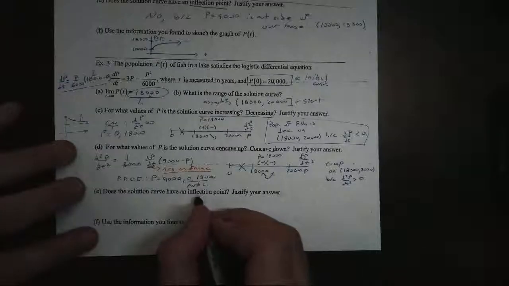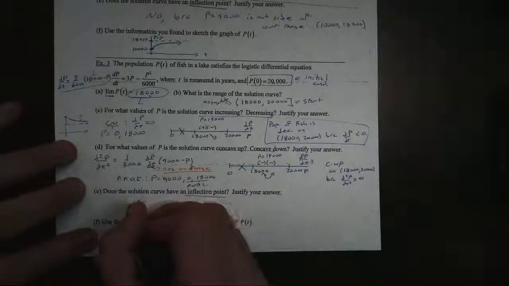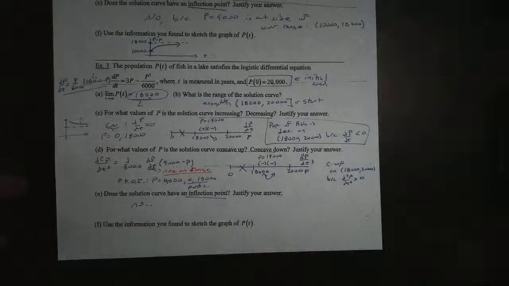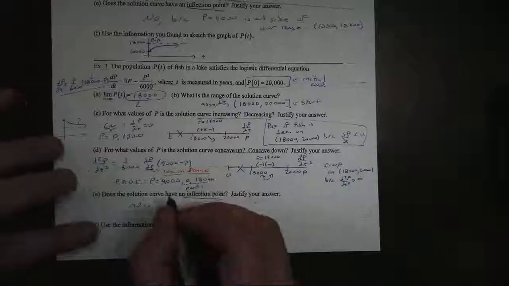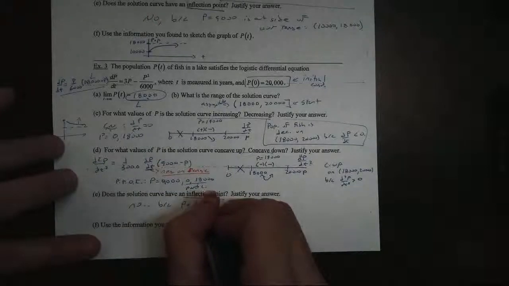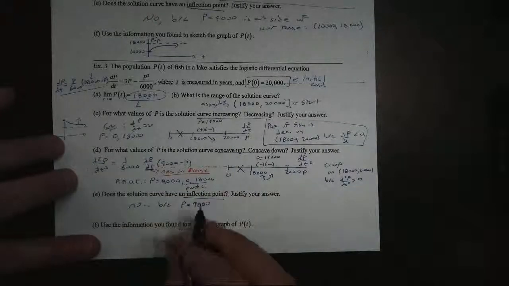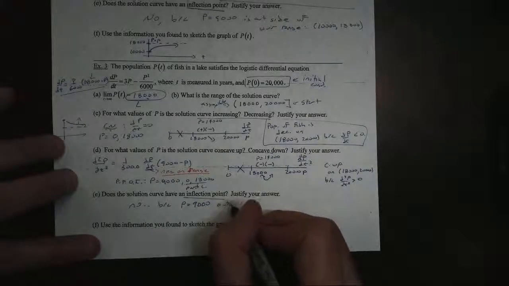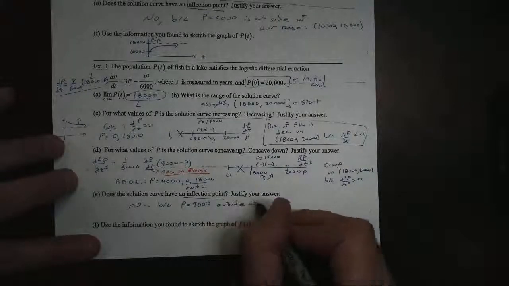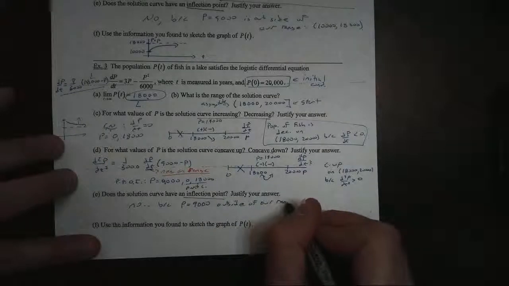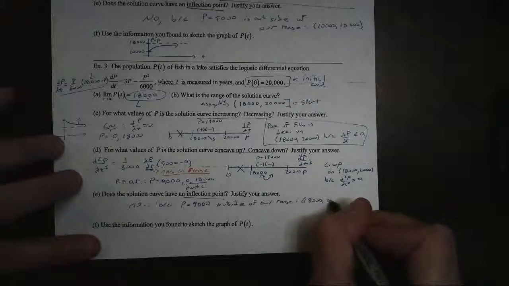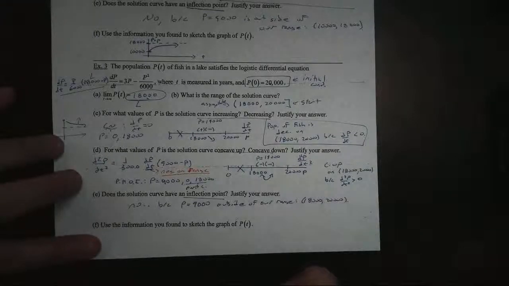There's your answer. Now, do we have a point of inflection again? No. And what's the reason why? The same as example 2. Our point of inflection would have been at 9,000, but the population 9,000 is outside of our range. And remember, our range was 18,000 to 20,000.